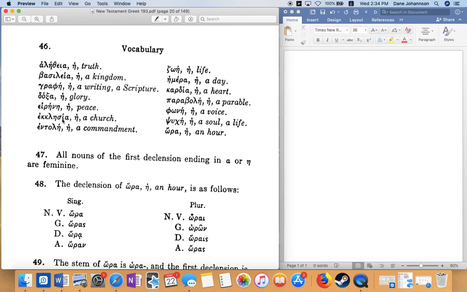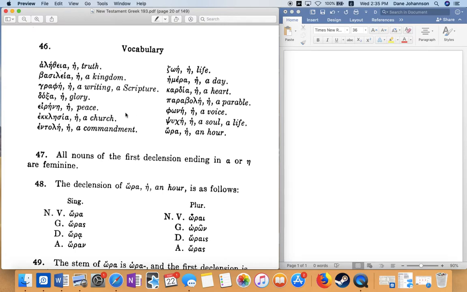E ecclesia, the church. E endoli. Now, if you remember, ni tav, when it starts a word, so if there wasn't that epsilon there, you would say it as duh, just doli, but because there's the epsilon before it, it gets the ni sound, the n sound. So endoli, e endoli, the commandment. E zoe, the life. E imera, the day. E cardia, the heart. E paravoli, the parable. That's pretty easy.